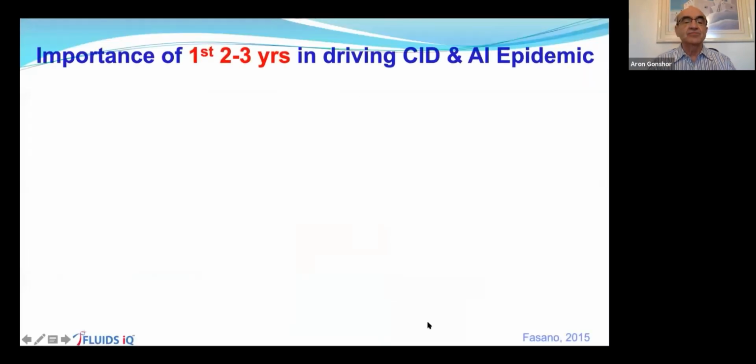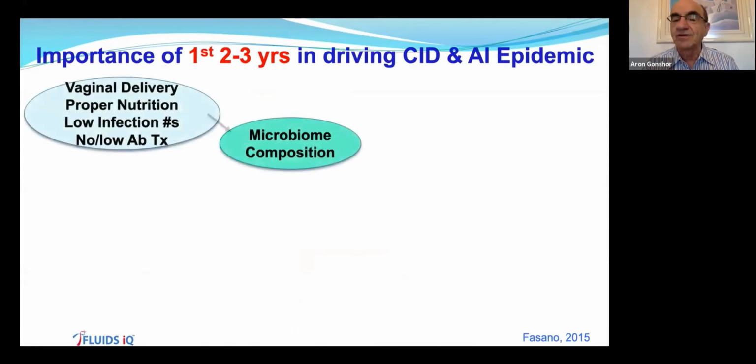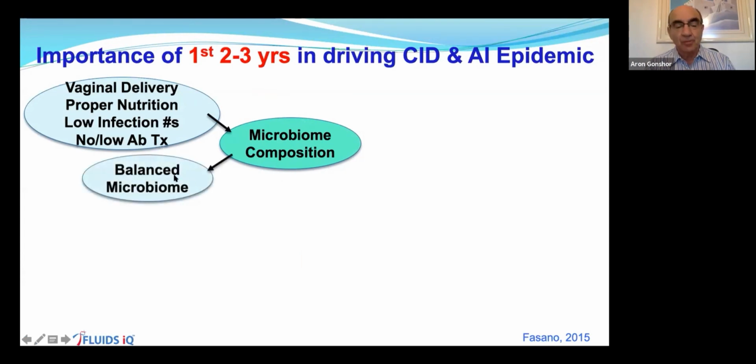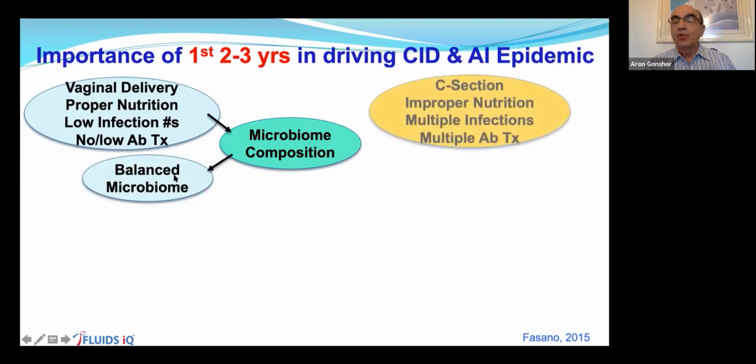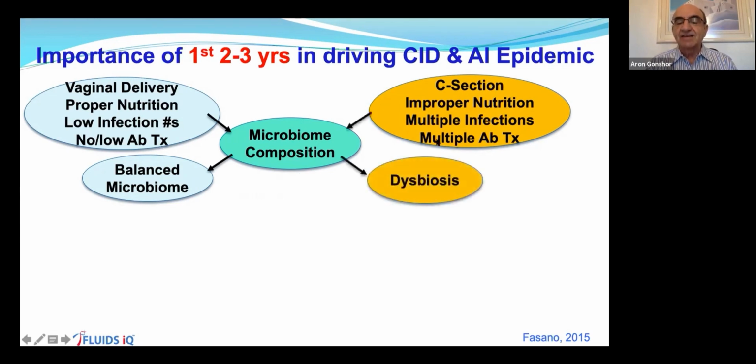And the microbiome is important. And why are the first 2 or 3 years so important? If you had vaginal delivery, proper nutrition, remember the first 2 to 3 years, low infection rates, low amount of antibiotics, you are going to create a very healthy microbiome composition. And that's going to lead to a balanced microbiome. Whereas if you have a C-section, improper nutrition, multiple infections, multiple antibiotics, that is going to lead to dysbiotic behavior.